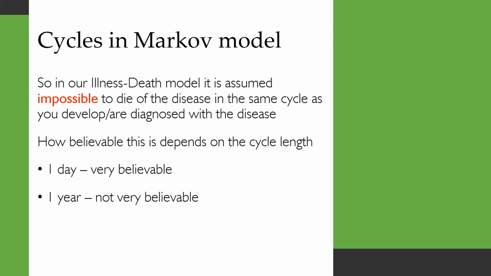So if you recall the illness-death models that we've looked at in the past, with 3 health states, healthy, diseased, and dead, it is assumed to be impossible to die of the disease in the same cycle as you are diagnosed or develop the disease. How believable this is depends on the cycle length. If the cycle length is 1 day, this is a very believable assumption. However, if the cycle length is 1 year, that's not very believable.